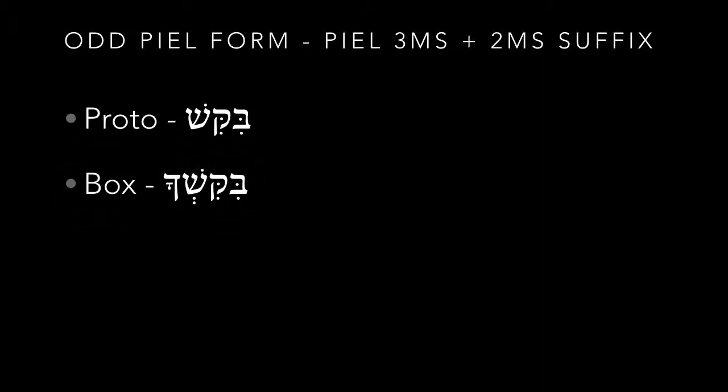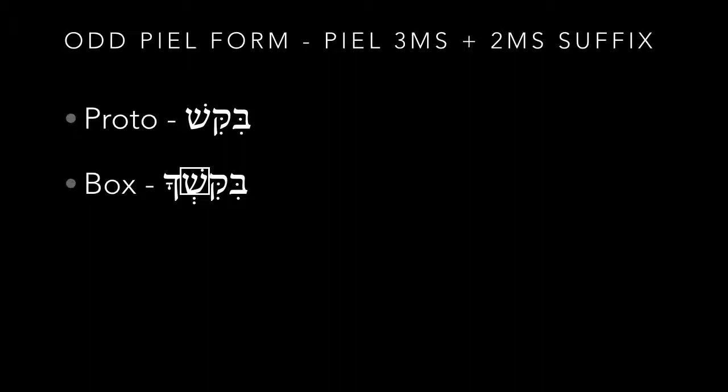One odd Piel form that I want to highlight here for you is a Piel 3MS perfect plus a 2MS suffix. And Dr. Fuller goes through this one in the video, but I wanted to just highlight it for you. We have this as our proto form. Remember that the thematic vowel for the Piel third persons is actually an E, sere. Biqqesh is what we would have. Go back to the proto form, we take that long sere E and make it a hireq I. And we get biqqish then in the proto form. Once we add the box, where's my box? There it is. Once we add the box, then we get the 2MS suffix, and you can find that on page 170 in the chapter of the book. Add the box there.